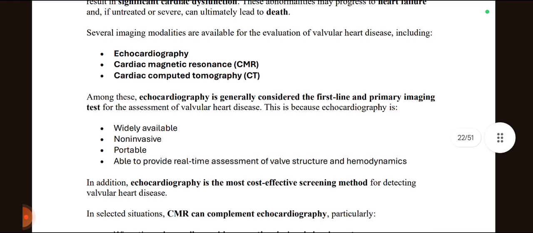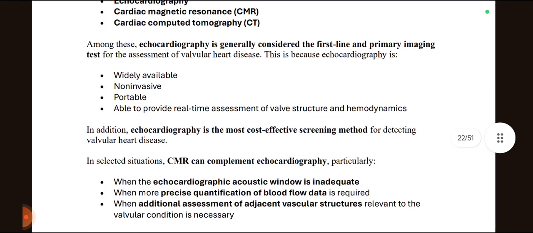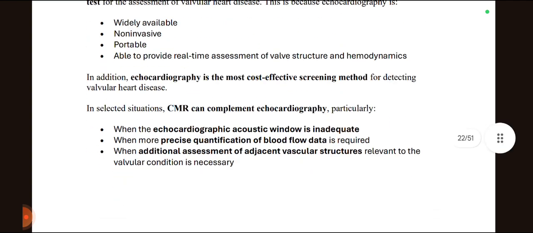Okay, among these, echocardiography is generally considered the first line and primary imaging test for assessment of valvular heart disease. This is because echocardiography is widely available, non-invasive, portable, and able to provide real-time assessment of valve structure and hemodynamics. Plus, echocardiography is the most cost-effective screening method for detecting valvular heart disease.